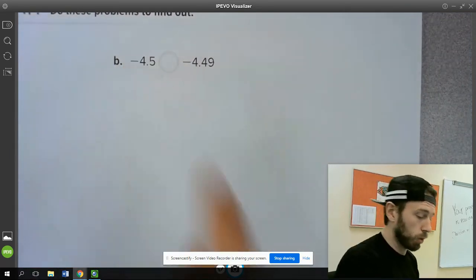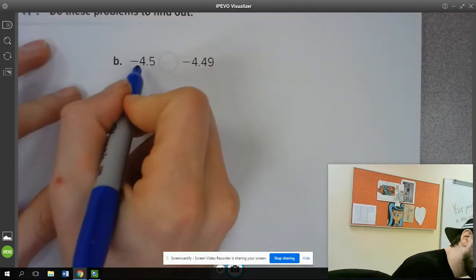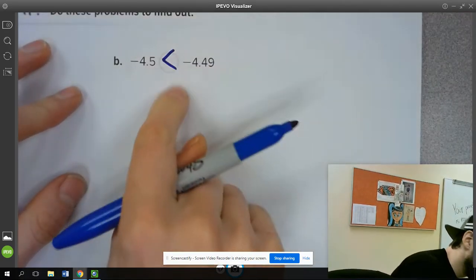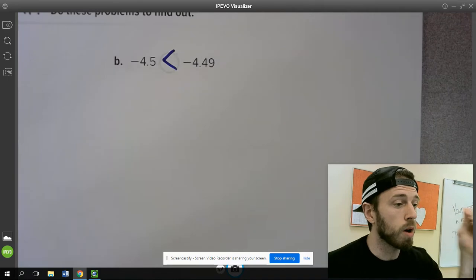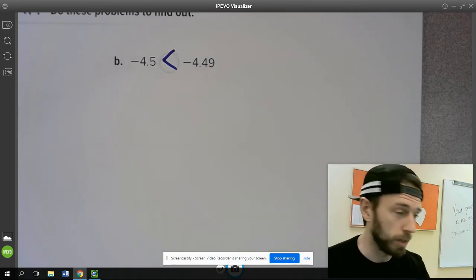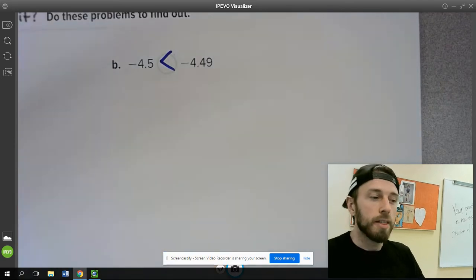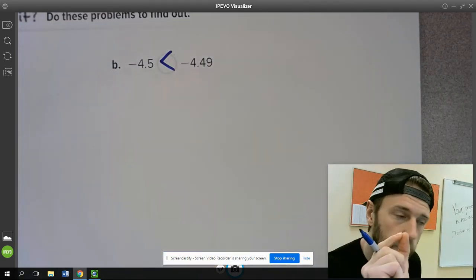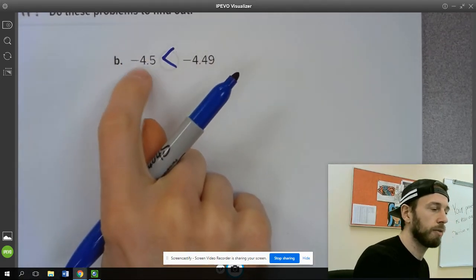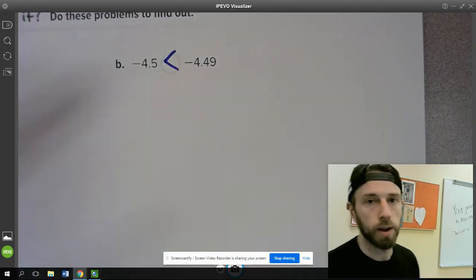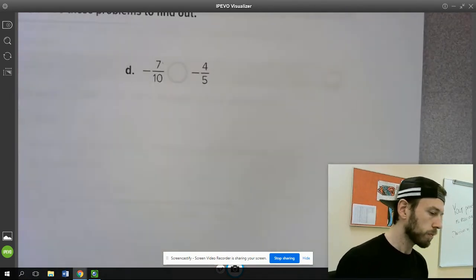Remember, that's how negative numbers work. So the way we would say this sentence is negative 4.5 is less than negative 4.49. They are literally 1/100th away from each other. This is negative 4 and 50/100ths. This is negative 4 and 49/100ths. They're 1/100th away, so close. But this one just edges it out for the smaller number because it's further away from 0 down there towards the bottom.